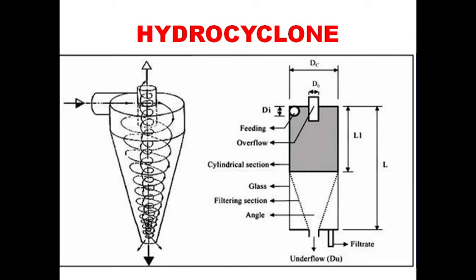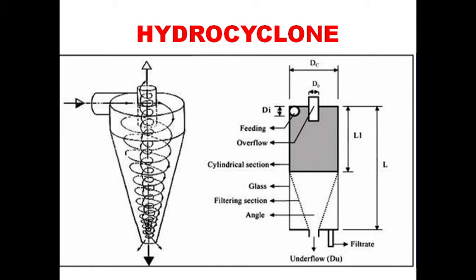Next, working principle of hydrocyclone. Cyclone uses centrifugal force that is generated by a slurry entering the feed chamber under pressure to make the separation. This centrifugal force causes the larger particles to be thrown to the cone wall, while the finer particles are kept closer to the center.